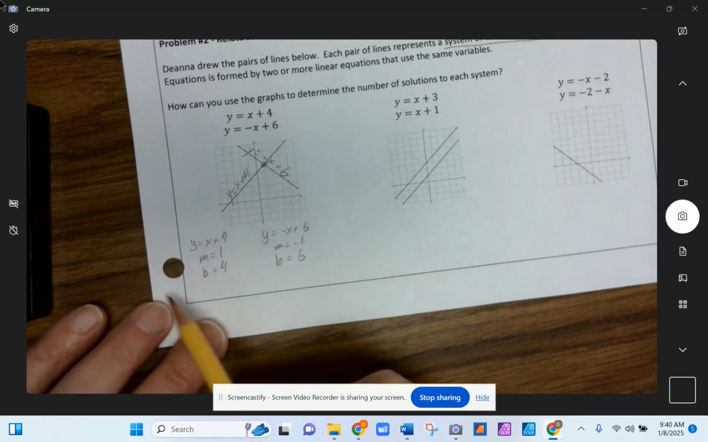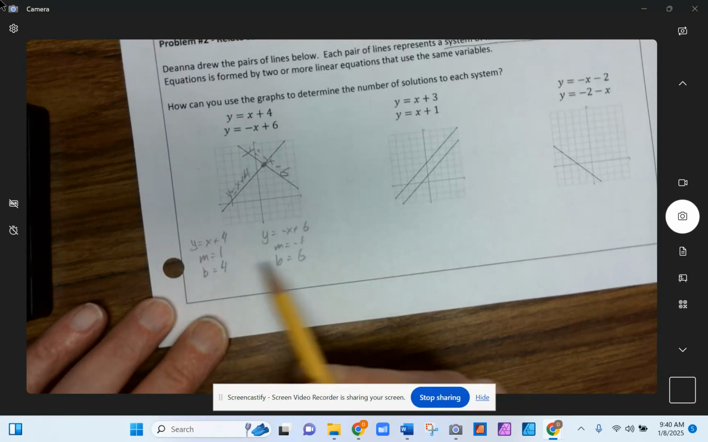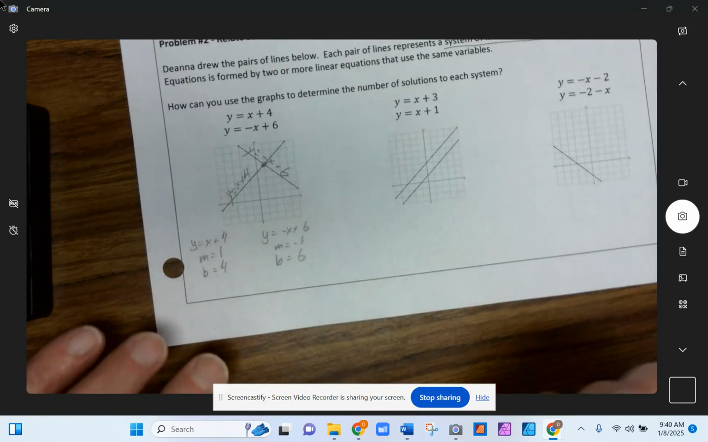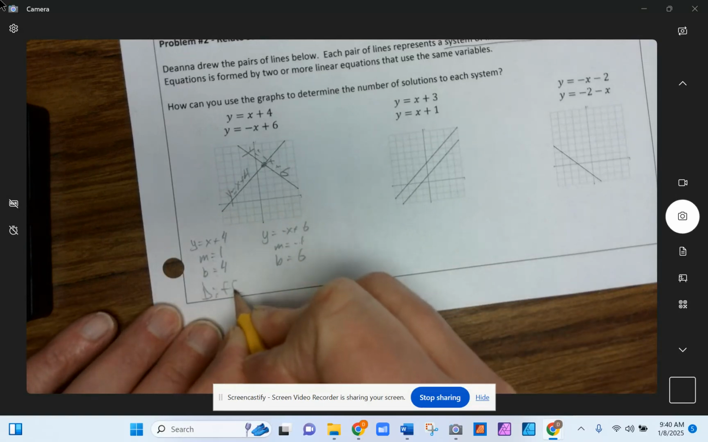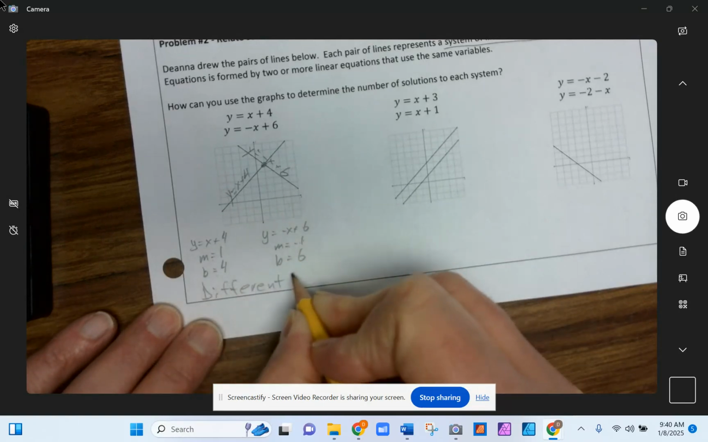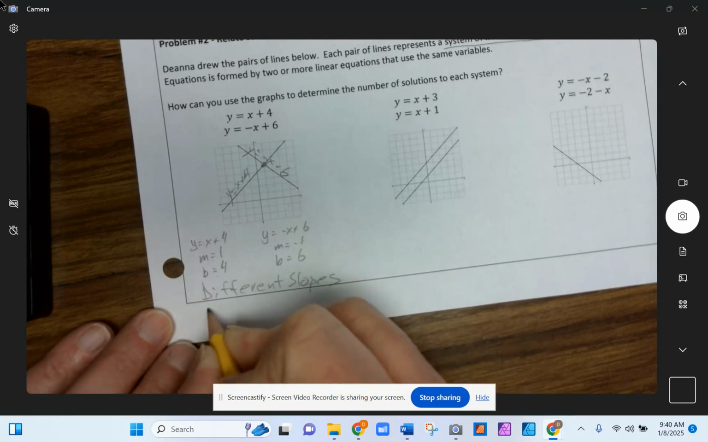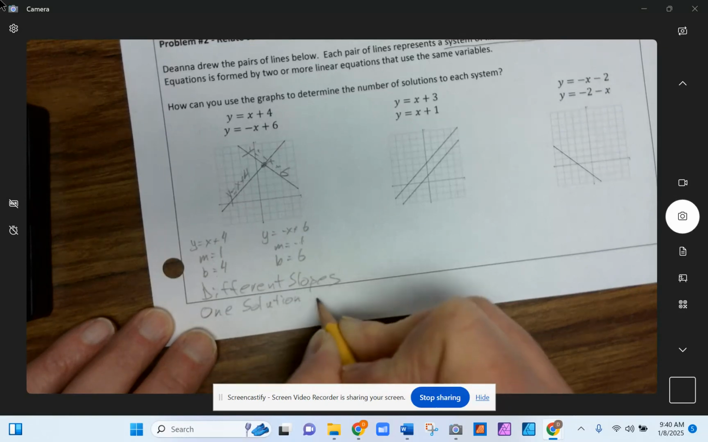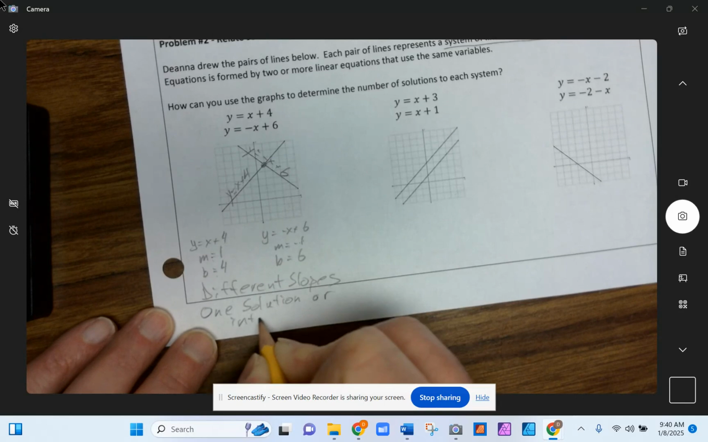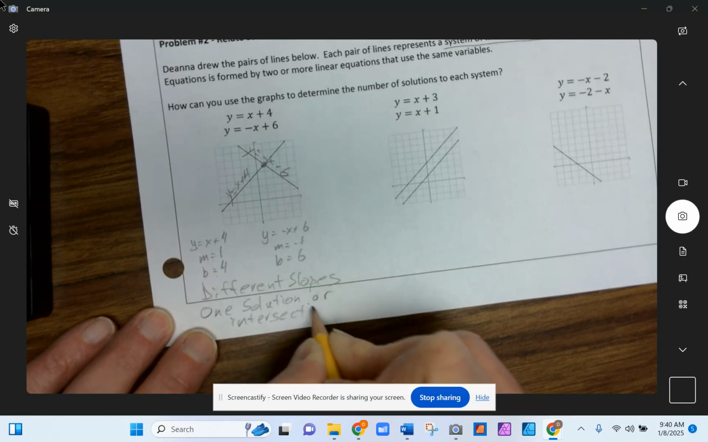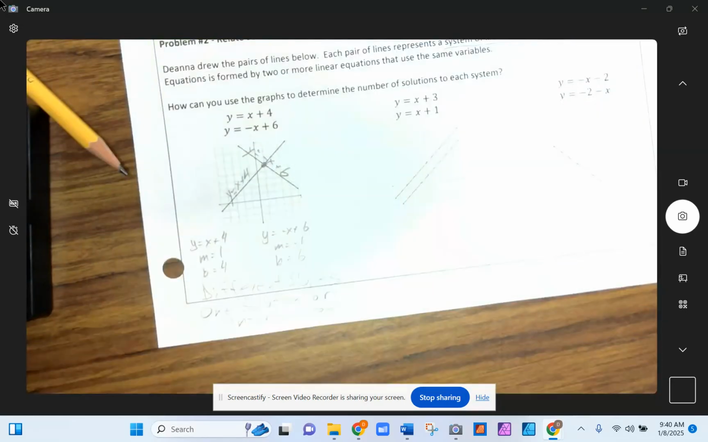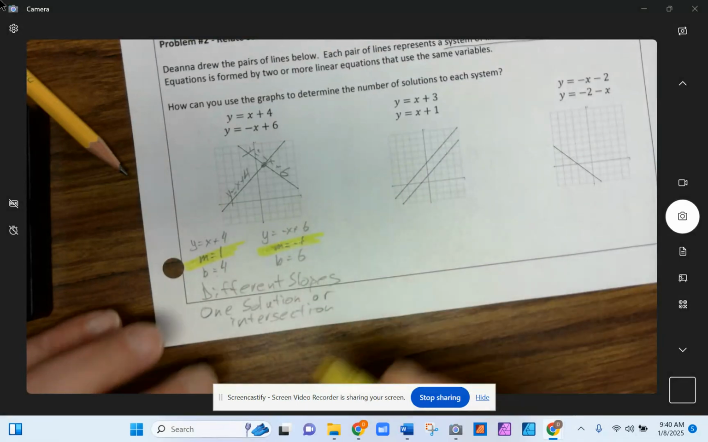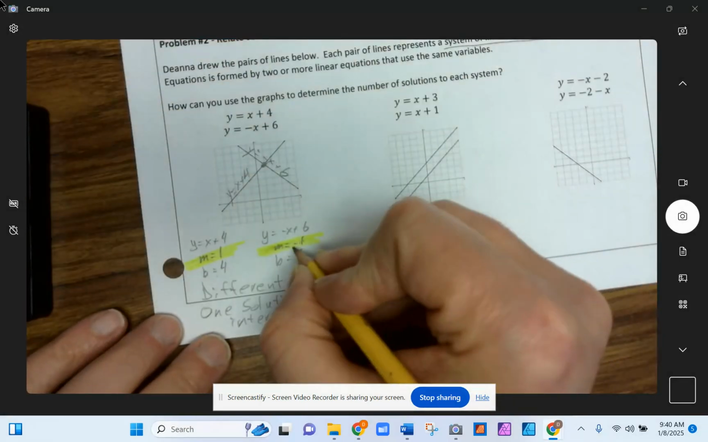For this situation, really all that matters is that we have different slopes. We don't really care about the y-intercepts on this particular type of system, right? So we have different slopes. We have one solution or intersection. Okay, so let's kind of highlight that we have different slopes. We have 1 and -1.